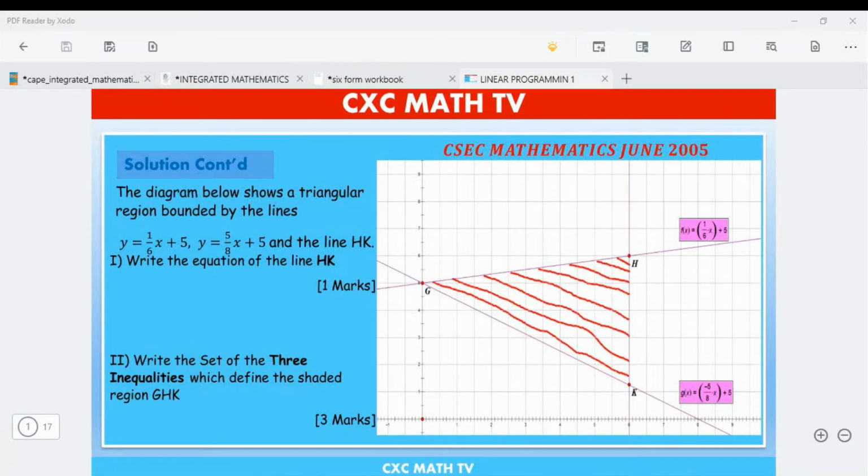Today we will be looking at linear programming. These are past paper linear programming questions and we're going to tackle them together.